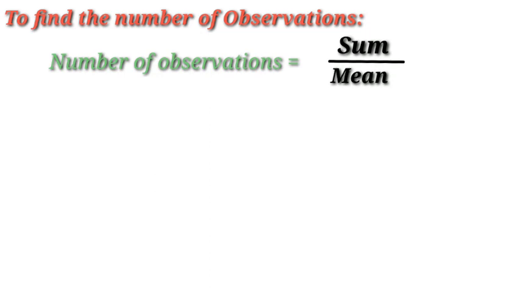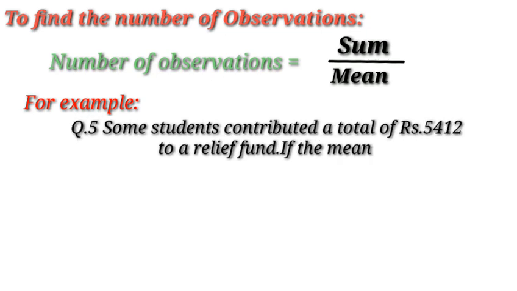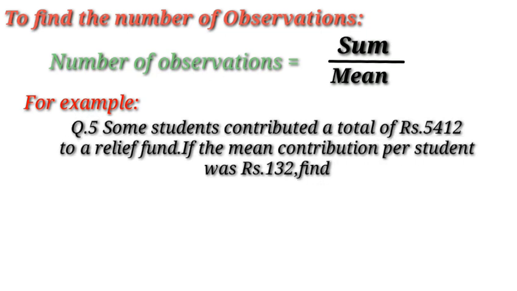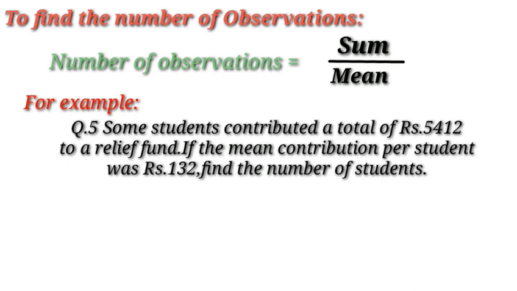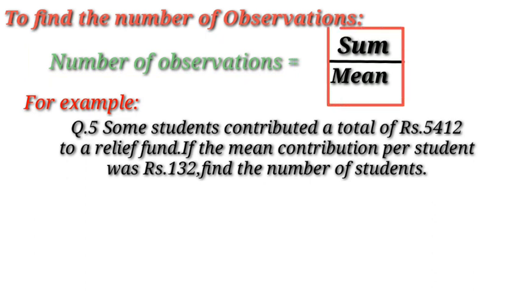To make it more clear, children, I'll go with an exercise question. Question number 5 of 1C. The question is, some students contributed a total of rupees 5,412 to a relief fund. If the mean contribution per student was rupees 132, find the number of students. So to find the number of observations, we divide sum by mean. Sum means total. Total here is 5,412. Divide by mean, that is 132.